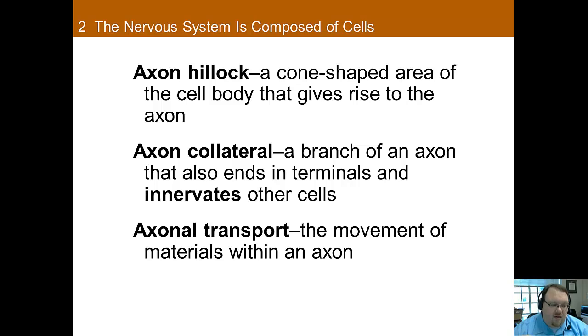And lastly, axonal transport is the movement of materials within the axon. There are materials that need to be sent up or down the axon, and we may need more neurotransmitters, so materials will get shifted up and down in order to make that happen. So axonal transport is just the movement of materials within an axon.